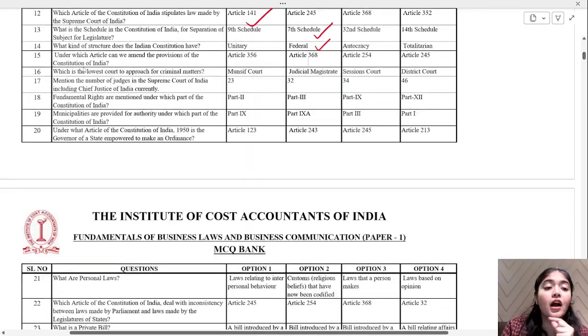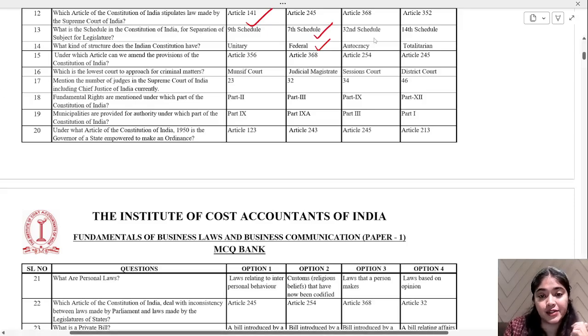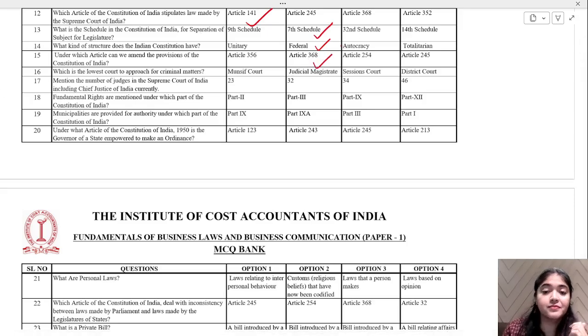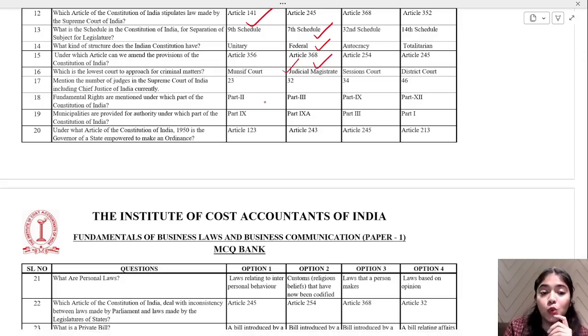Under which article can we amend the provisions of the Constitution of India? We have to amend the Constitution of India's provisions, so which article allows it? Article 368. Which is the lowest court to approach for criminal matters? Criminal matters go to the Judicial Magistrate, option number 2.